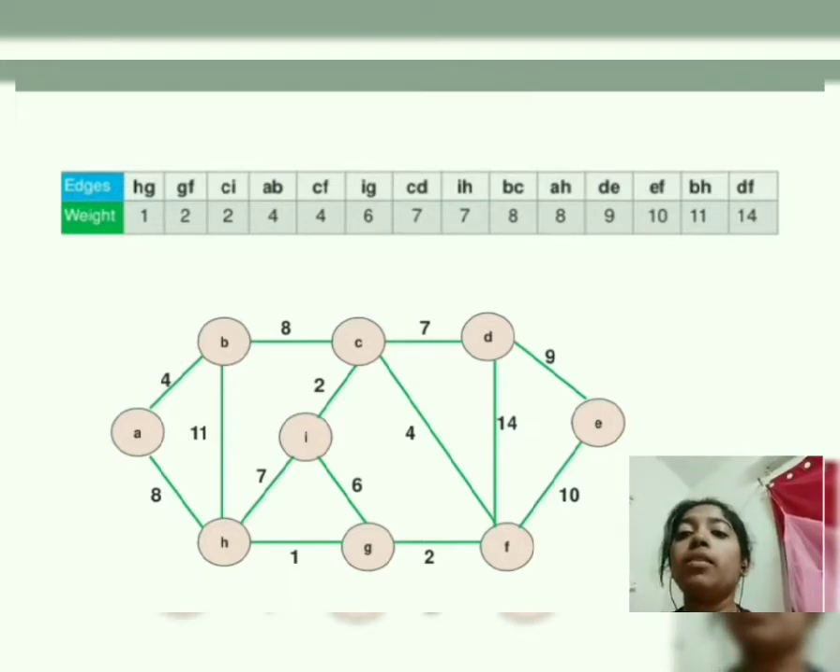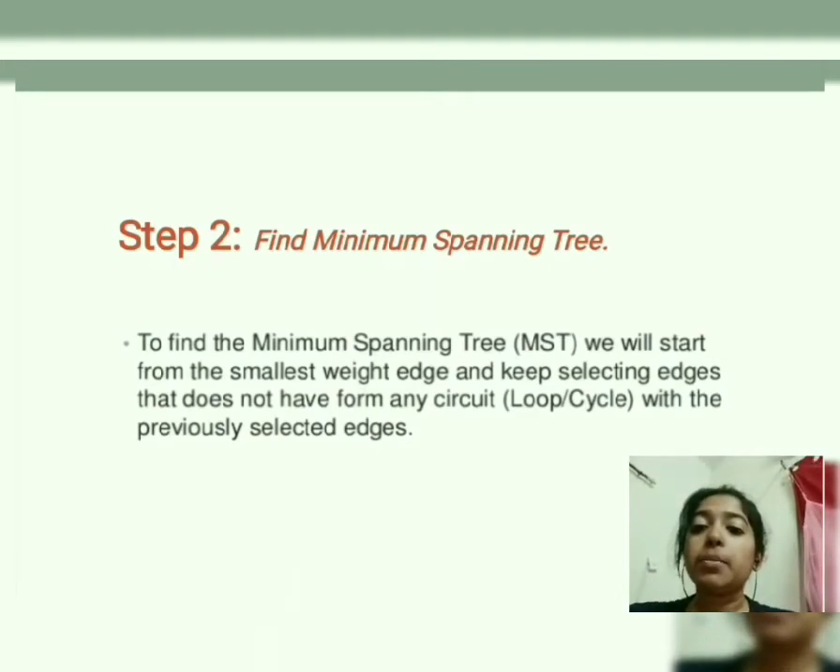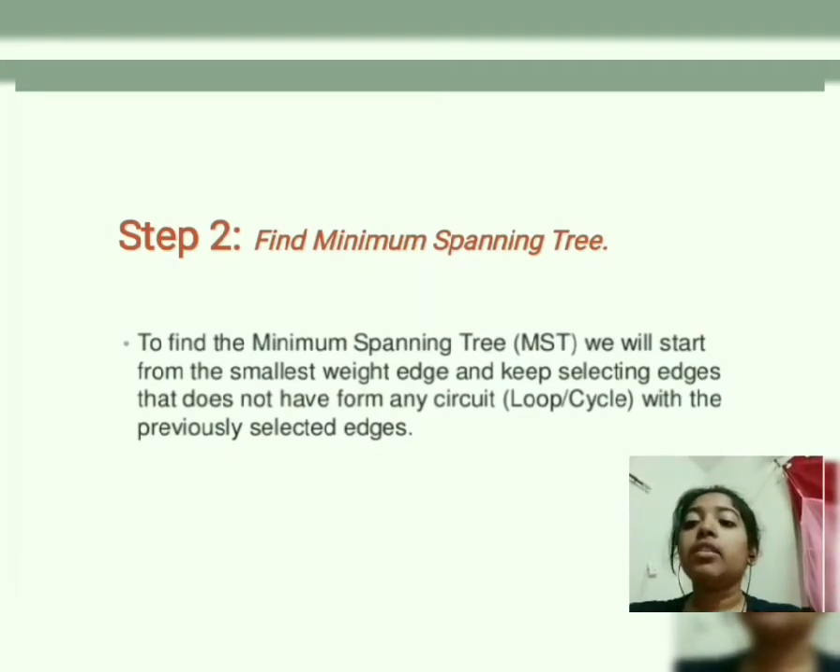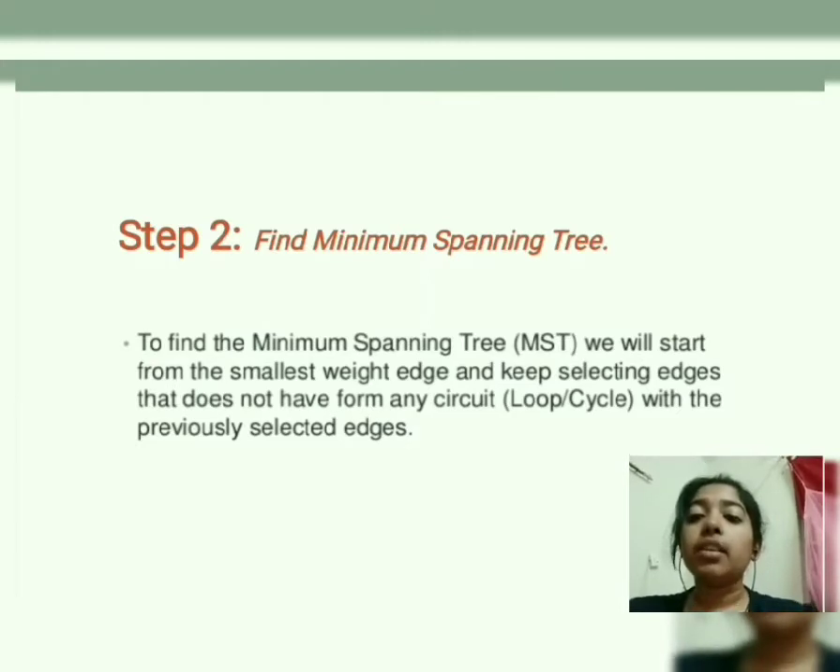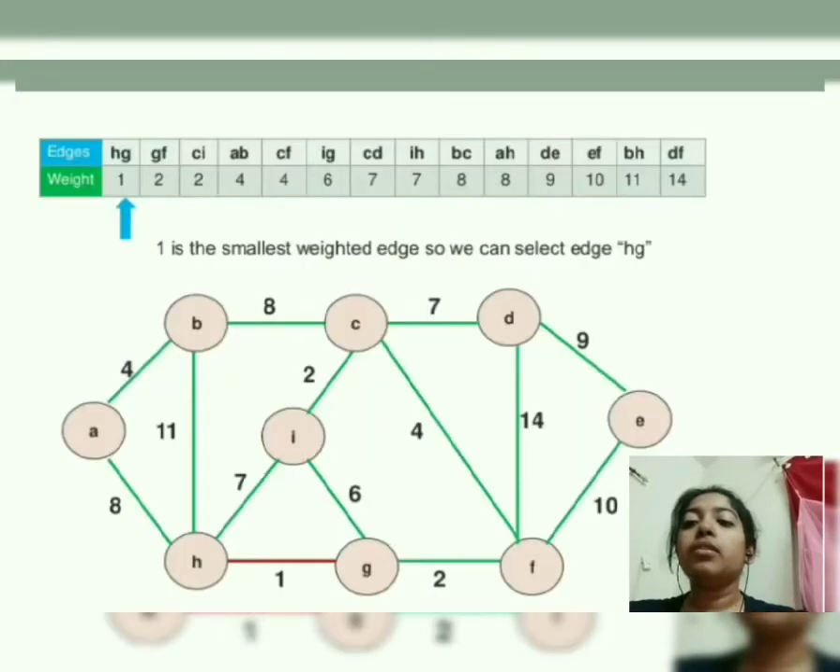So continuing on. Step 2 is to find a minimum spanning tree. To find the minimum spanning tree, we'll keep on selecting the edges one by one by traversing through the edge table, if it does not form a loop or a cycle, which is not allowed in making of a tree. It is allowed in a graph but not in a tree. So let us perform it.